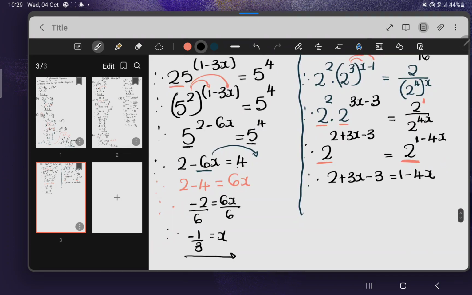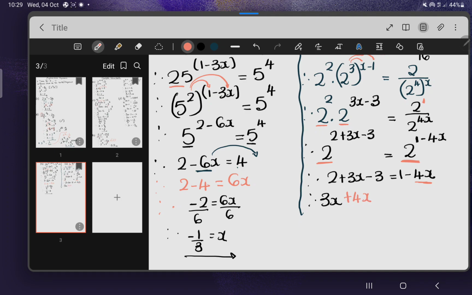We're going to group the like terms together. That is very, very important. Then I'm going to say 3x, and I'm going to take negative 4x to the other side. Remember, when you take something to the other side, that thing has to change the sign. So that will be plus 4x.